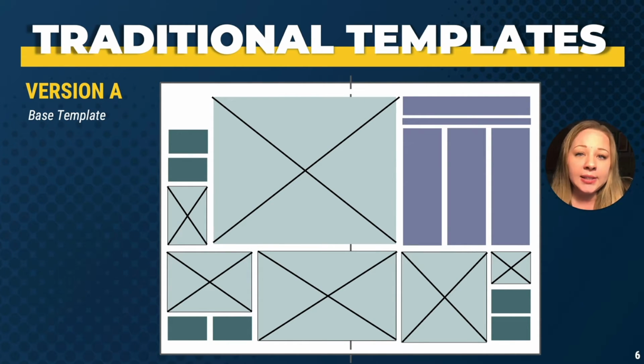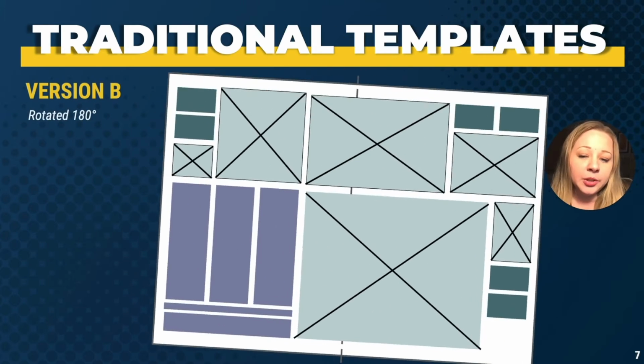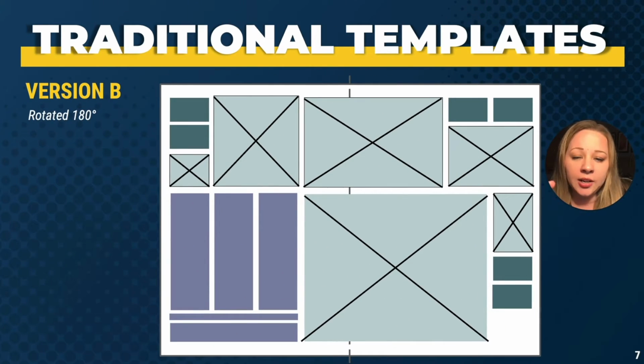So this is, like I said, the first base template. And what you're going to do is you're going to flip and rotate these templates in order to create more versions. And so the first thing we're going to do is just rotate it 180 degrees. And then you start to see you have the exact same layout, but you have a different orientation. And so obviously the story is going to flip. You're going to put the headline probably above the story.